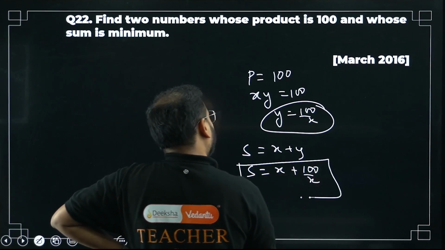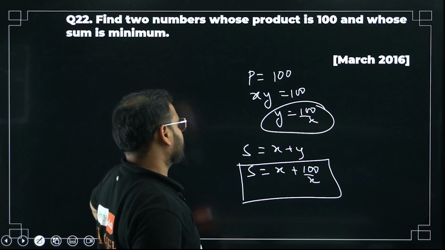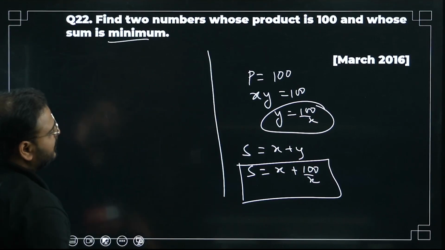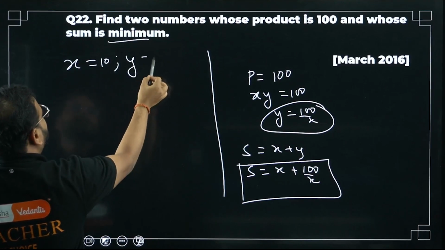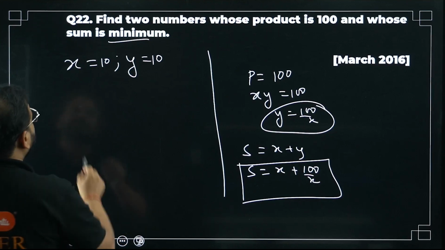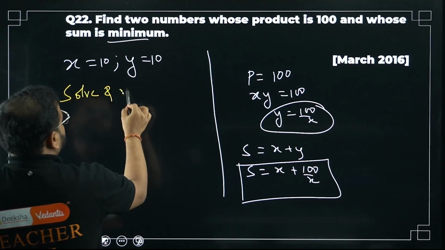Okay. Now differentiate this. Find the critical point. And solve this. Once you do that, for the minima, I think your answer should come as, please check, x is 10 and y is also 10, bacha. Please check. Y is also 10. Okay. So again, this is your homework. Solve and verify your answer.